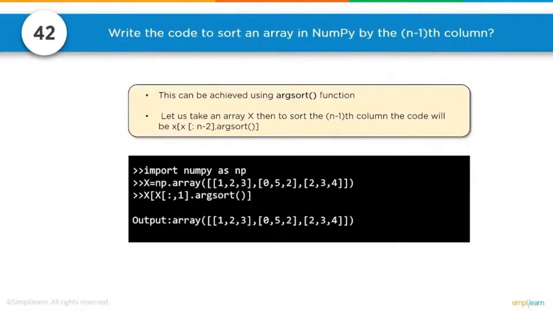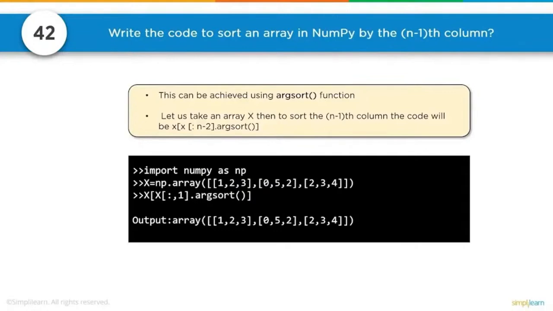Number 42. Write the code to sort an array in NumPy by the n-1th column. This can be achieved using the argsort function. Let us take an array x, then to sort the n-1th column, the code will be x[x[:, n-2].argsort()]. So let's see what that code looks like.